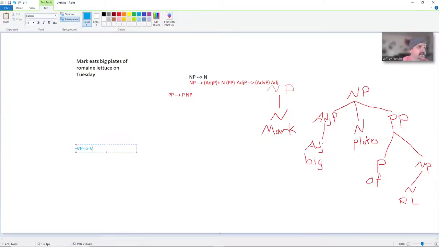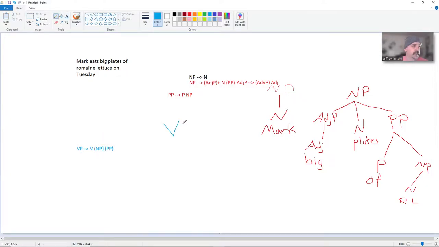We know that this particular verb phrase contains a noun phrase, which is this noun phrase right here, big plates of romaine lettuce. But not all verb phrases need to have this, so we're going to put that in parentheses. And then it also contains an optional prepositional phrase. So this is the rule that we're going to write for now, which is going to capture this verb phrase. Now again, this is only for this verb phrase. The verb phrase rule is going to be one of our most complex rules. There's a lot of pieces to it. But this rule will let us draw the tree for our verb phrase, which is where we're going to close off for today.